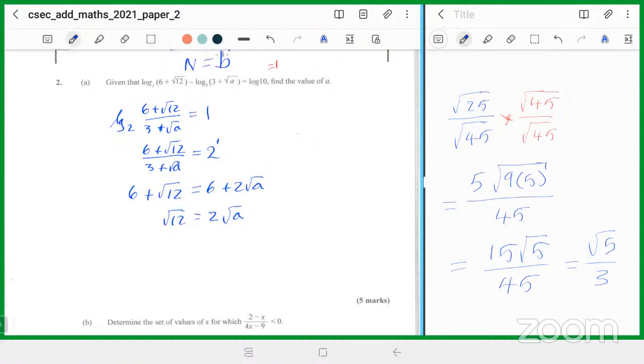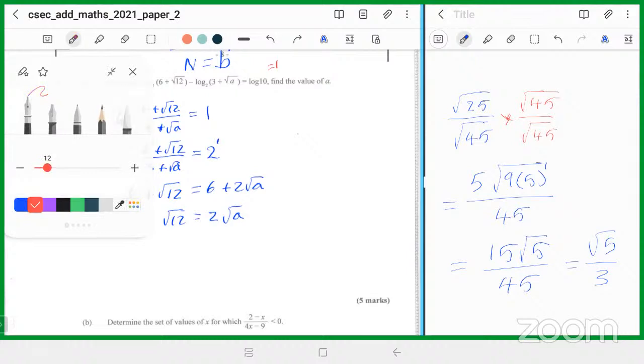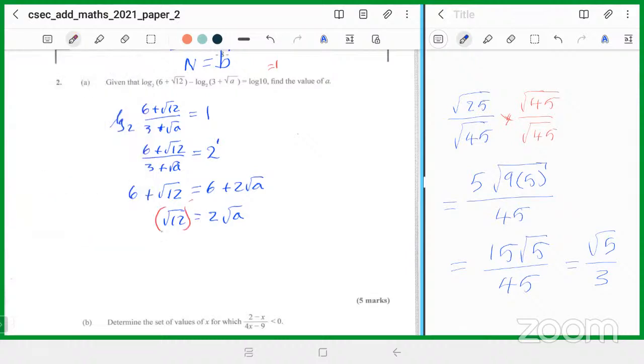So another way to solve from here is to remove the square root signs by squaring both sides. Remember the answer is a equals 3 now. I'm going to square both sides. When I square both sides, this becomes 12 for the blue. This becomes 12. This becomes 4, because when I square the 2, I get 4. When I square the root a, I get a.